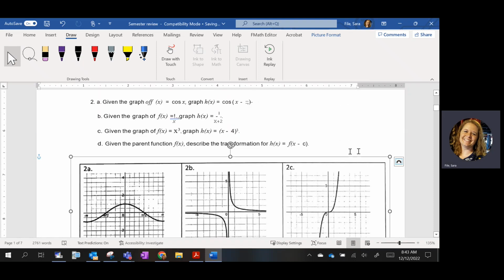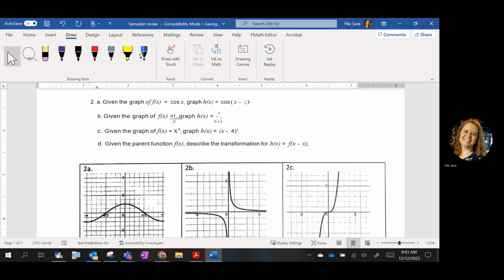So given the graph of f of x equals cosine x, so that's not supposed to be off x, it's supposed to be f of x equals cosine x. We want to graph this one, and it did not convert that pi fourths nicely. Minus pi fourths is what is there. This is 1 over x plus 2, and that's just 1 over x. Then we got x cubed and x minus 4 cubed.